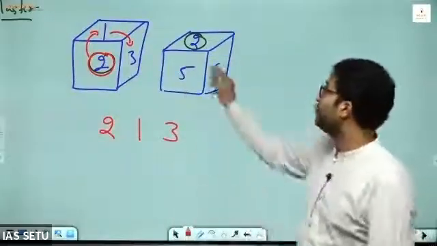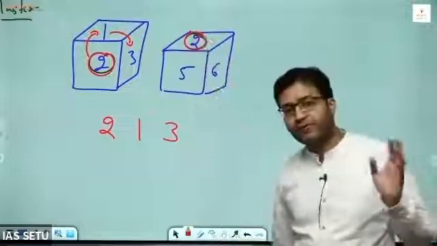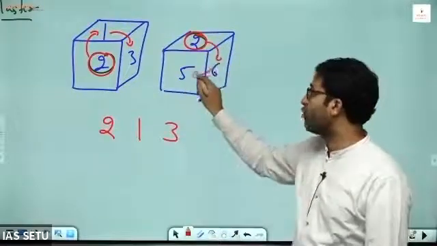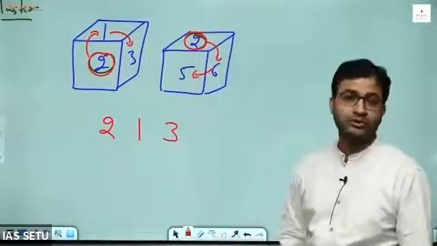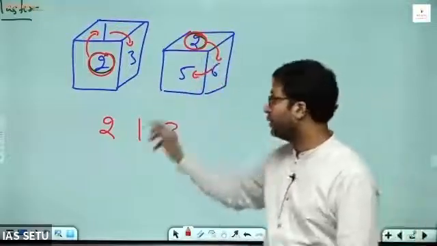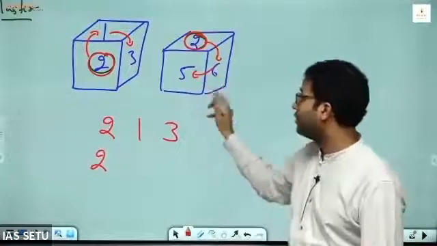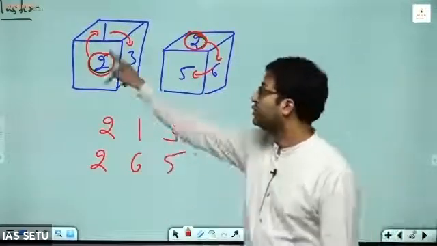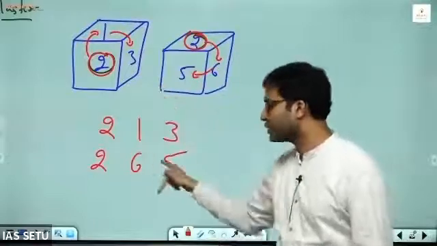In the second view also you have to start from the common face 2, and you have to read clockwise here also. You have to use the same direction. Below this 2 you write 2. After 2 it is 6. After 6 it is 5. So this is 2, 1, 3. This is 2, 6, 5. Same.